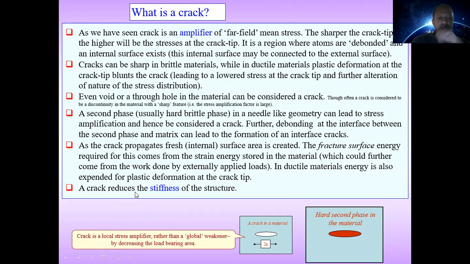A crack reduces the stiffness of the material or the structure. So this is a crack of size 2a, and a crack is a local stress amplifier rather than a global weakener by decreasing the load bearing area or the load bearing capacity of the structure.